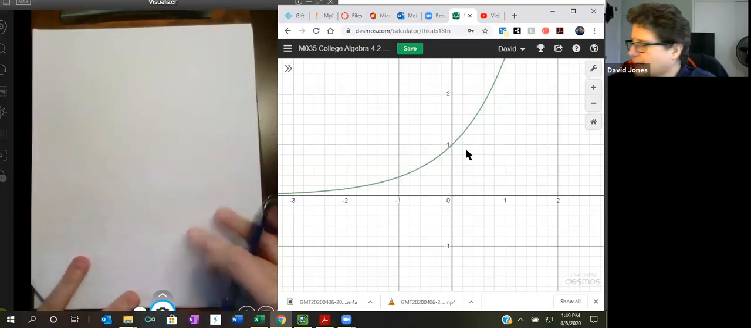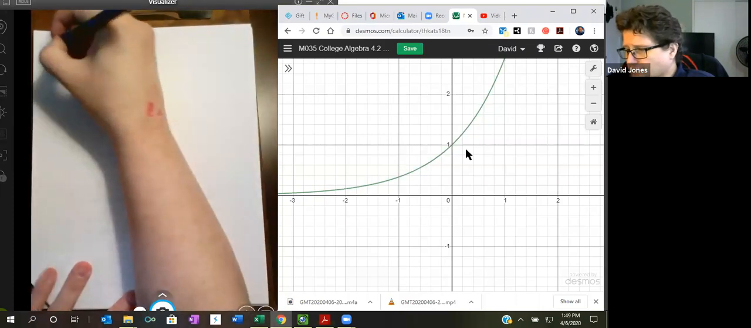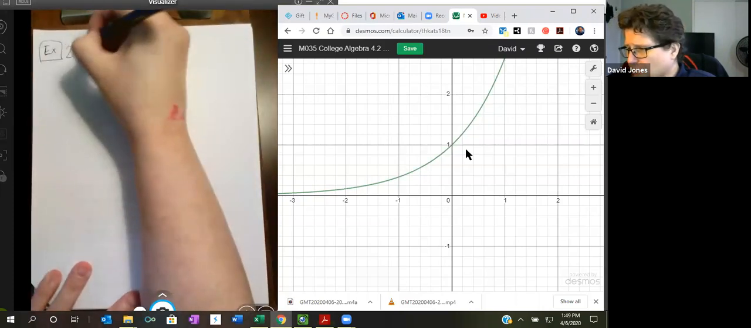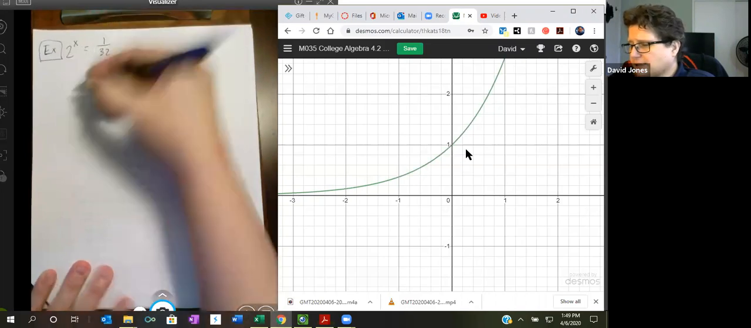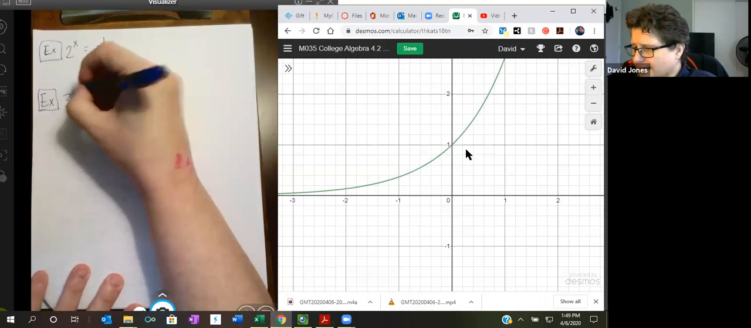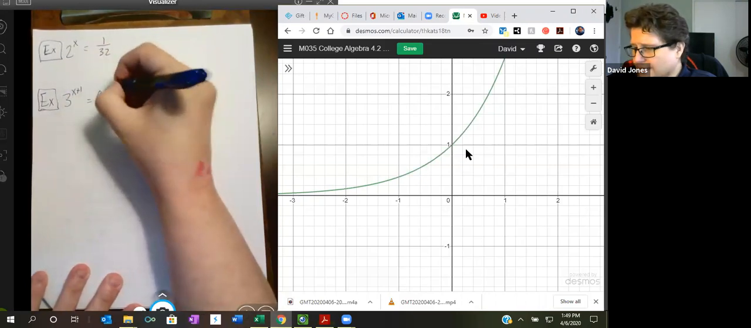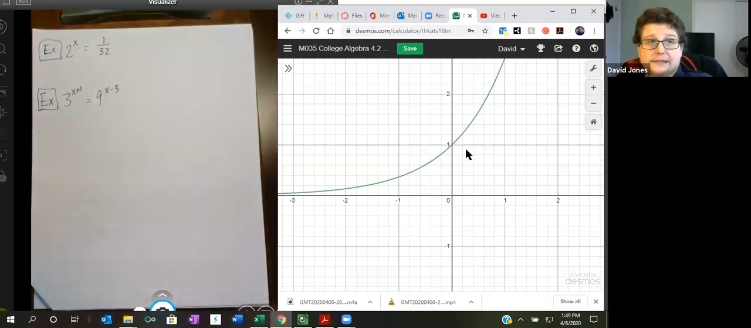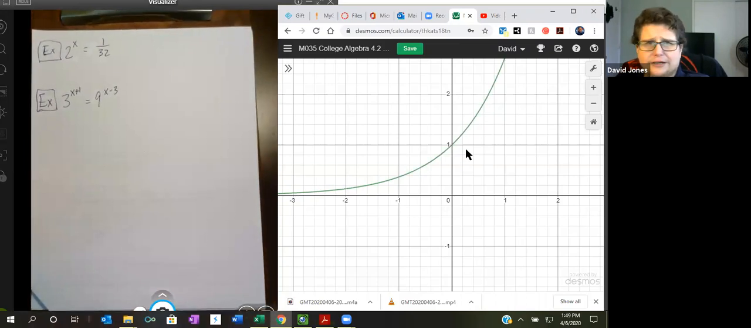Let's take a look at 2 to the x equals 1 over 32. And then take a look at 3 to the x plus 1 equals 9 to the x minus 3. Pause the video and try to work those out. And remember, you're trying to get the same base.